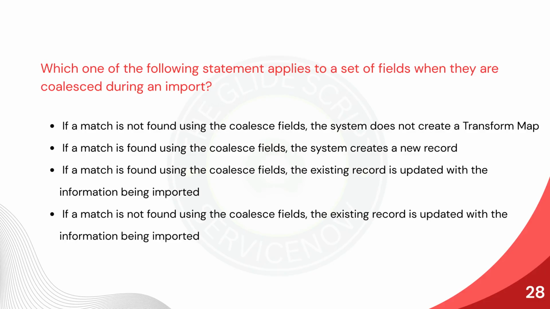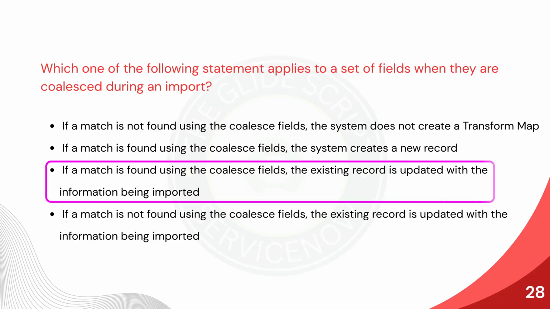The next question is, which one of the following statements applies to a set of fields when they are coalesced during an import? Again, this question is from the import. And the correct answer is, if a match is found using the coalesce field, the existing record is updated with the information being imported.